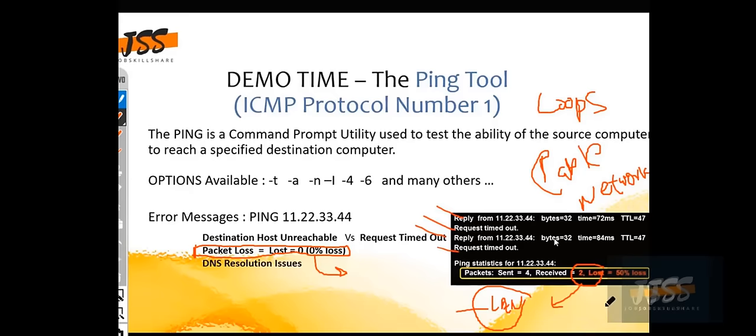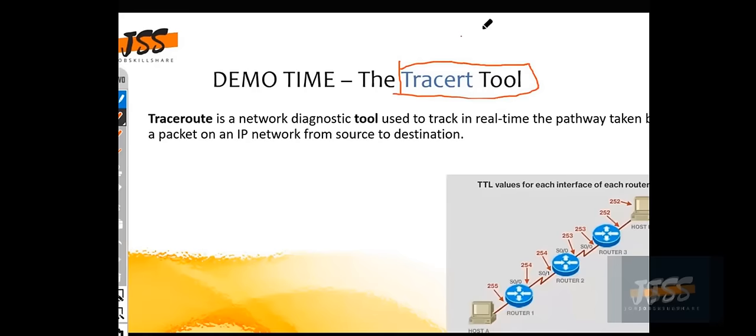The other tool we're going to use is the tracer tool, also known as the traceroute tool. Traceroute is a network diagnostic tool used to track, in real time, the pathway taken by a packet on an IP network from source all the way to the destination. In very plain English, what does it mean? We have host A here and some host B at a far location, with multiple routers in between, and we will use this tracer tool to find out how far away this device is from us. So in this case, it's going to give me reply 3.